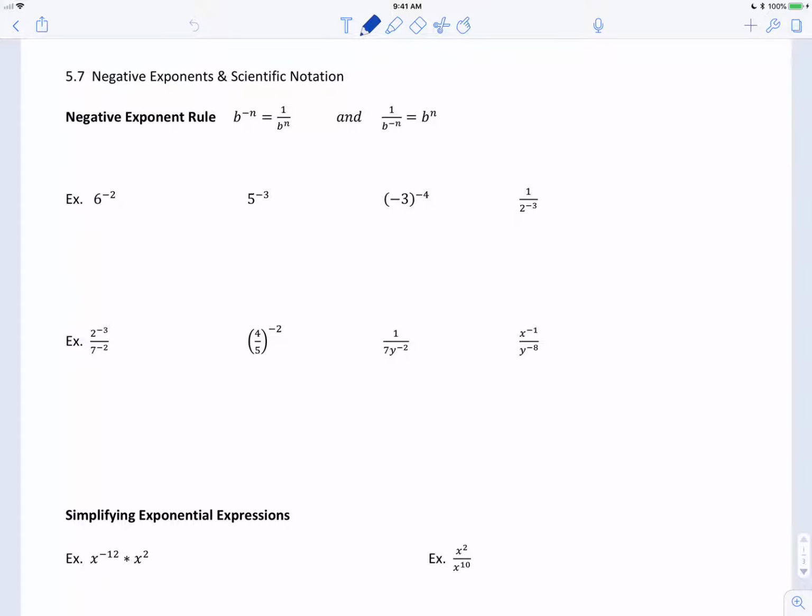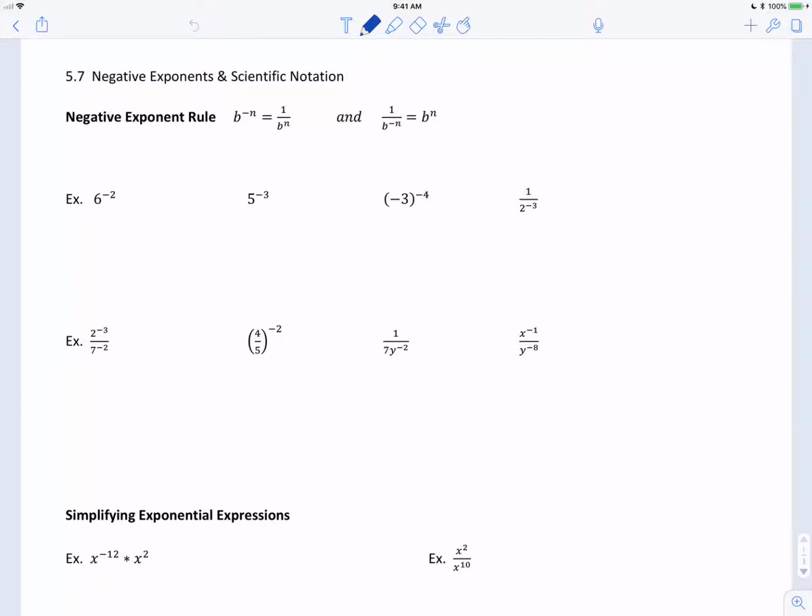Okay, this video is going to cover negative exponents and scientific notation. So our negative exponent rule states that if any number, variable, whatever is brought to a negative power, then we push them to the bottom to become positive. So that becomes 1 over b to the positive n when we put him on the bottom.